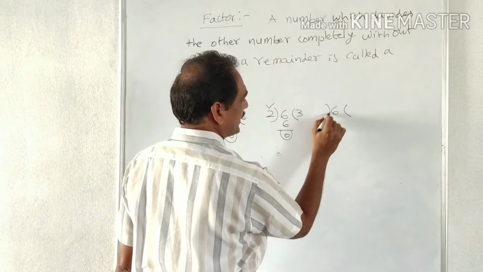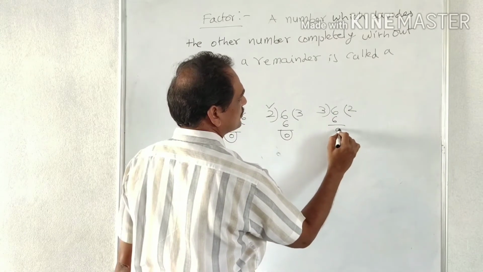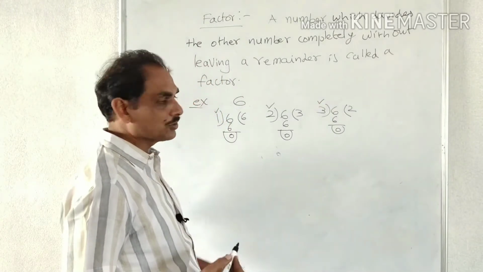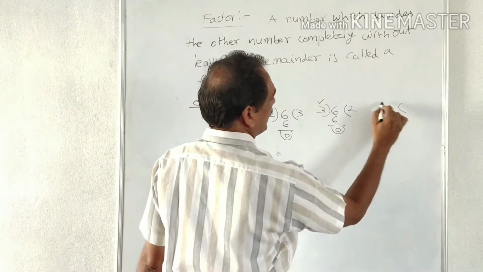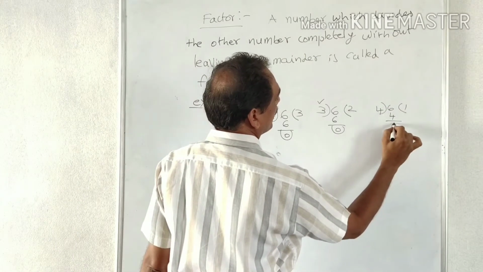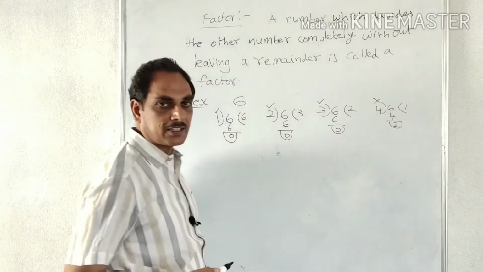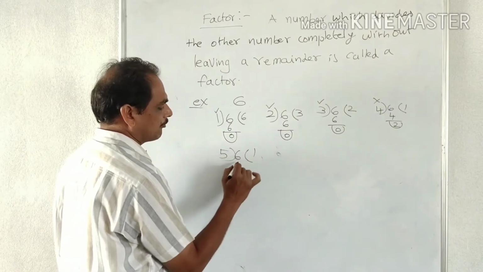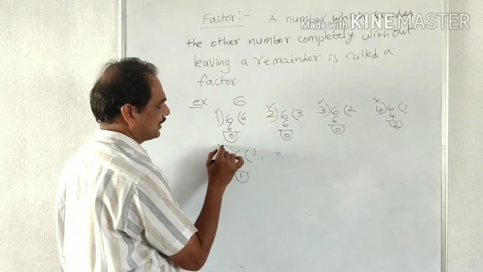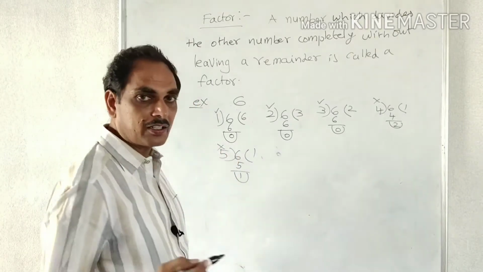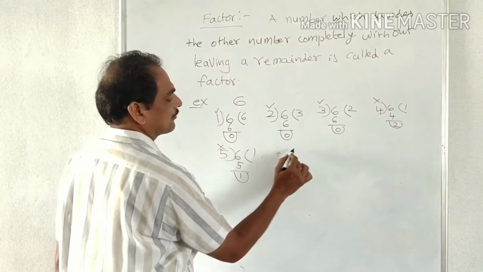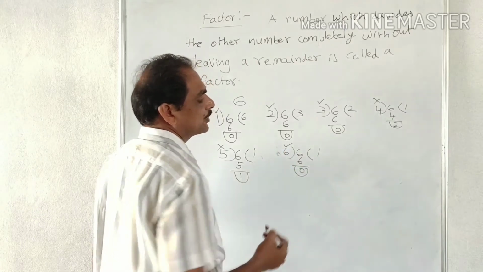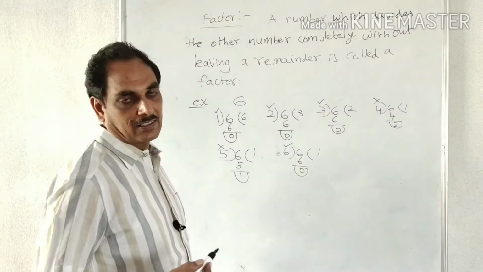Next we divide 6 by 3. 3 twos are 6, so here also we get remainder 0. So we call 3 a factor of 6. Next, 6 by 4. 4 ones are 4. Here the remainder is 2, so 4 is not a factor of 6. Next we divide 6 by 5. 5 ones are 5 and the remainder is 1. Here also we say that 5 is not a factor of 6. And finally 6. 6 ones are 6, remainder 0. So 6 is another factor.